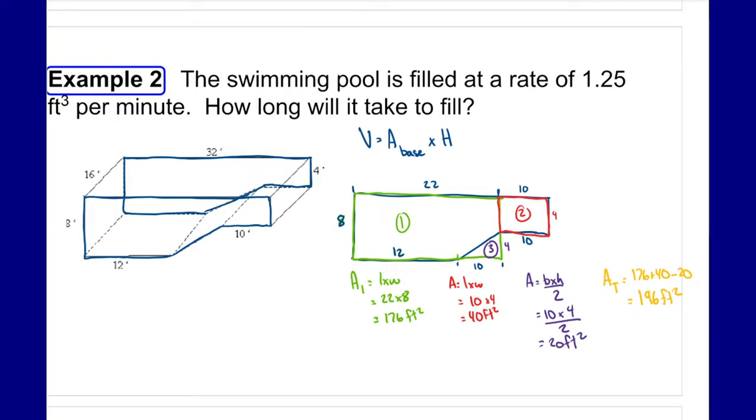So I need to go back up to this original formula. The volume equals the area of the base times the height. So in this case, I now have the area of the base, 196 square feet. I'm going to multiply this now by my height. So what is the height of my prism here? I use quotation marks there, air quotes, right? Because it's not our common prism. Well, what is the distance from one base to another? Well, the distance is 16 feet.